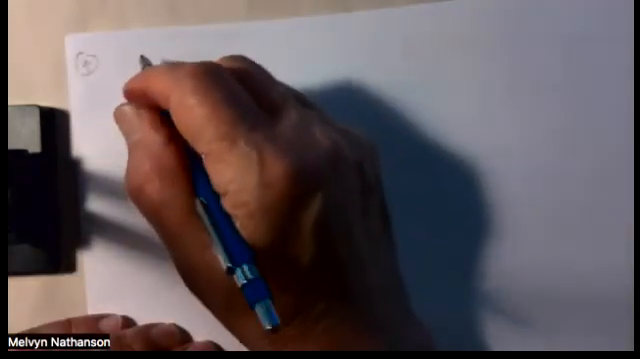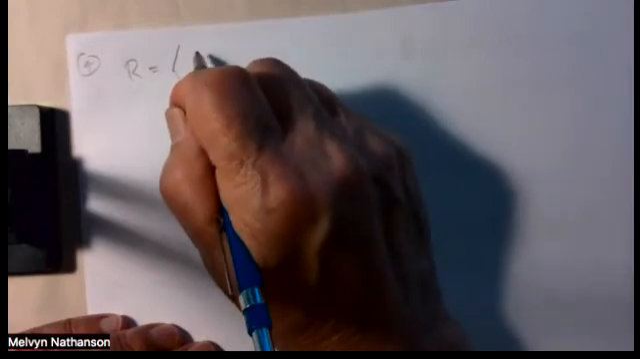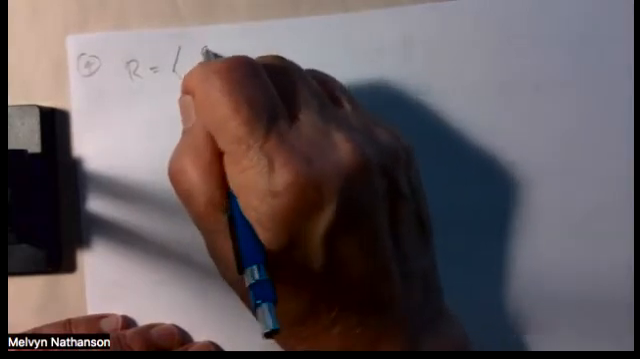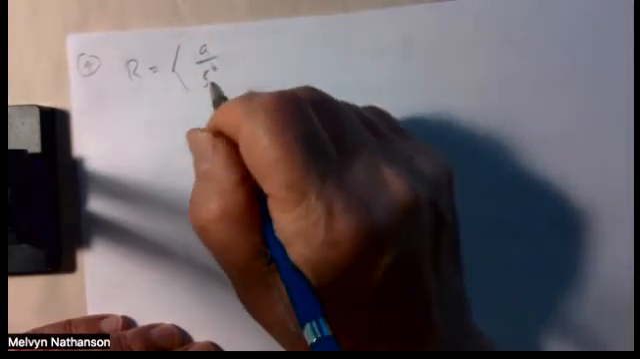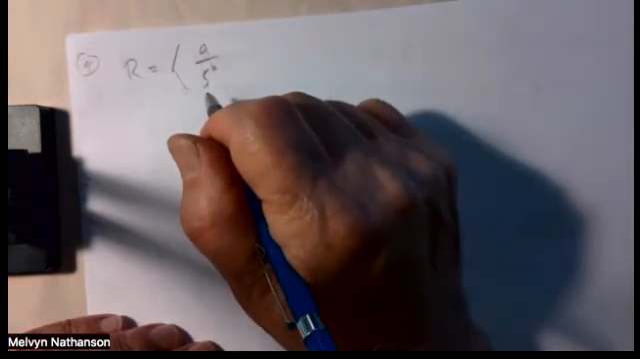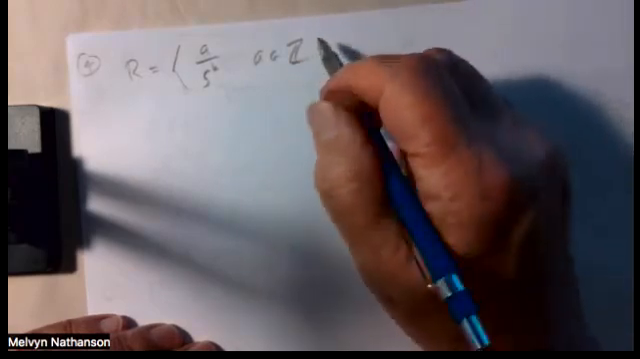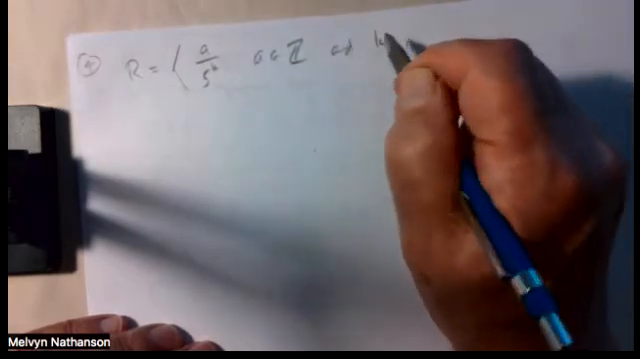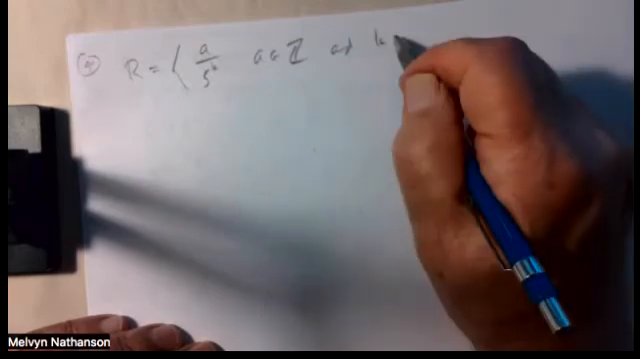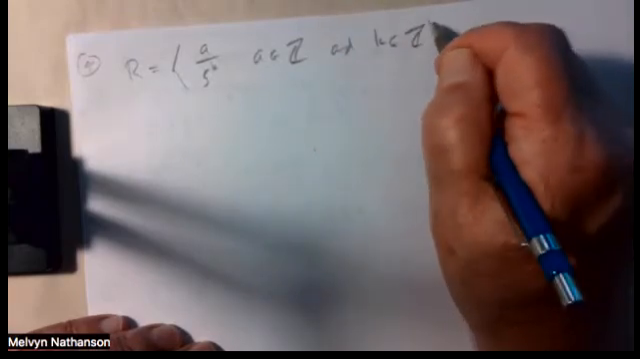All right, problems 4, 5, and 6 are ring theory problems. So in problem 4, we let R be the set of all rational numbers, all fractions, where the denominator is a power of 5. So the numerator can be any integer, and the denominator is 5 to the k, where k is also any integer.